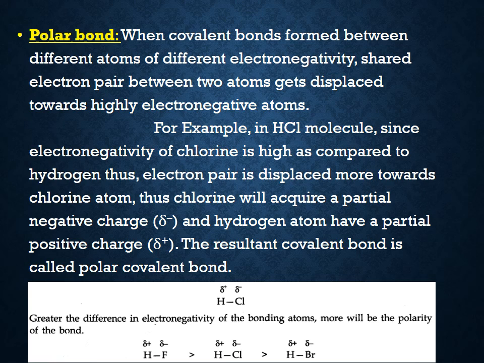The greater the difference in electronegativity of the bonding atoms, the more will be the polarity of the bond. So, out of HF, HCl, HBr, HF is more polar due to the high electronegativity of fluorine.